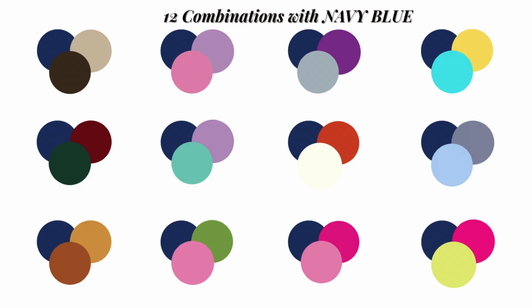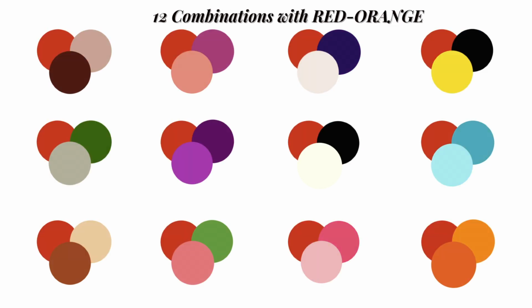So as well as the 12 colour combinations for the violet, we've also put together 12 colour combinations for navy blue, and a further 12 colour combinations for a reddish orange.